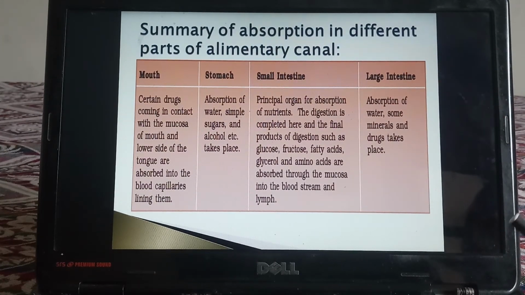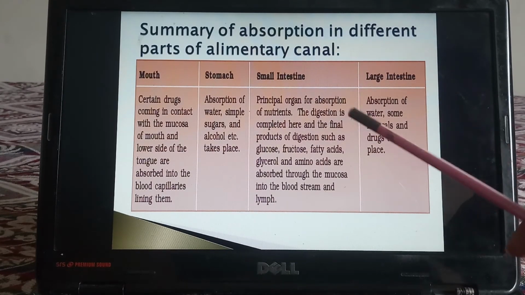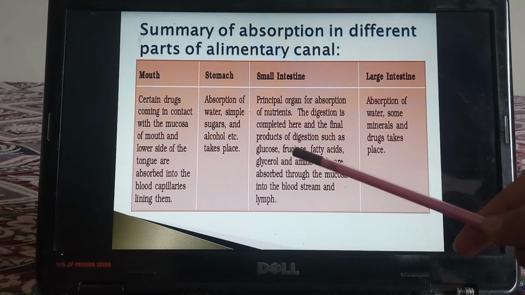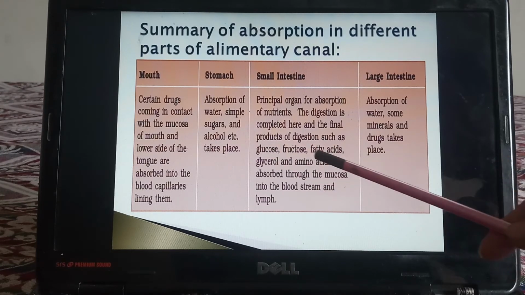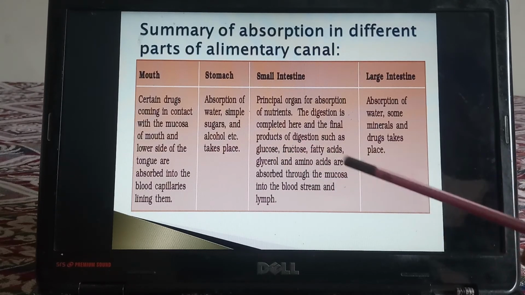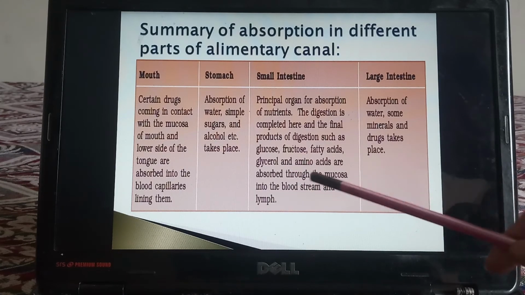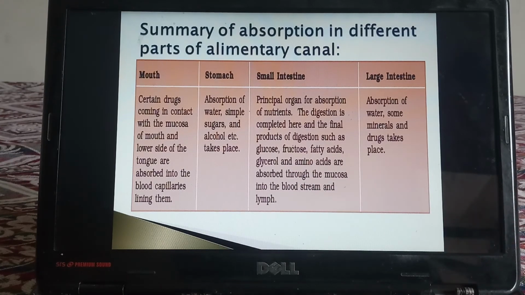Talking about the small intestine, we know that this is the principal organ for absorption, where the absorption will occur. So the digestion is completed here, and the final products of digestion such as glucose, fructose, fatty acids, glycerols and amino acids are absorbed through the mucosa into the bloodstream and lymph. That we have discussed in detail, how all of these are absorbed.